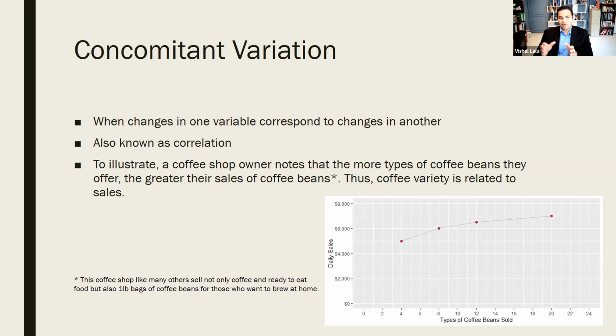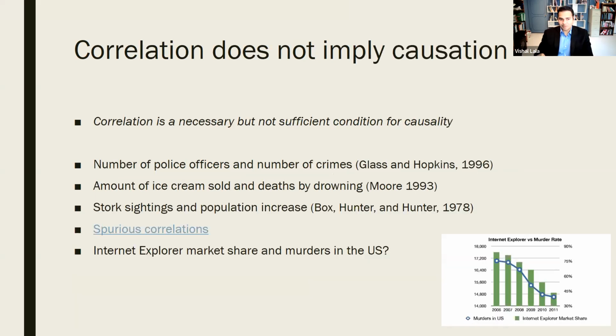This is an example of concomitant variation or correlation. As coffee variety goes up, sales go up, although not linearly. The fact that the variety of coffee beans is tied to sales indicates the first condition of causality in this case has been met. Coffee beans is related to or correlated with daily sales. Now, it's important to remember that correlation itself does not imply causation. It's a necessary but not sufficient condition for causality.